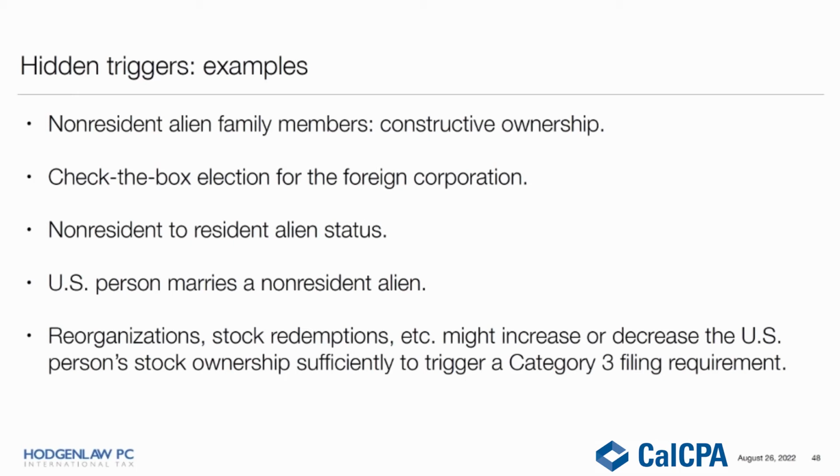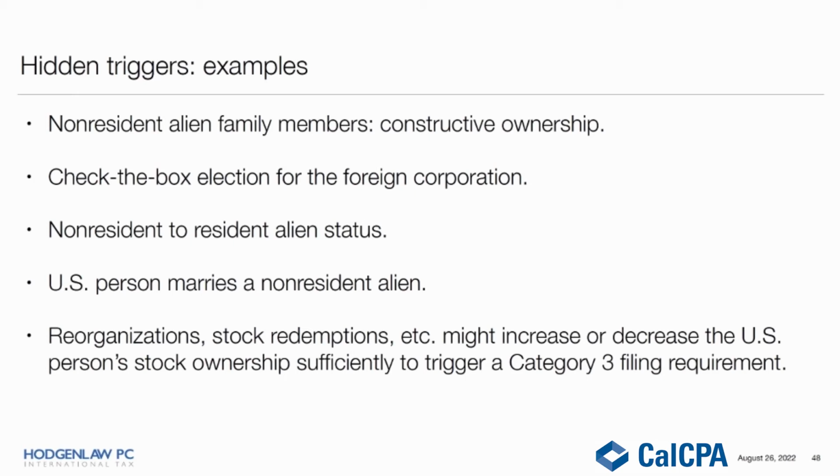Check the box election. You make a check the box election. Guess what? Let's say you go from a foreign corporation to a disregarded entity. You've disposed of 100% of the stock of the corporation. So on the Form 5471 for the last year that this thing was a foreign corporation, you're going to check the box category 3, in addition to spawning a Form 8858 because now you're the sole owner of a foreign disregarded entity. I mentioned the non-resident to resident alien status shift.